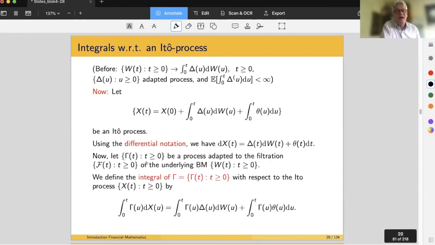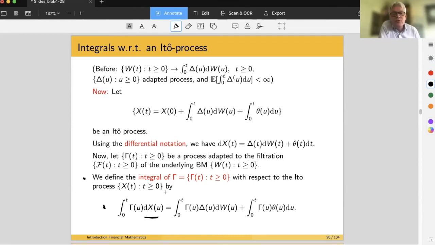And then we define the integral of gamma, gamma t greater or equal to 0, with respect to the Ito process x, t greater or equal to 0, as follows. The integral from 0 to t, gamma u dx u. So here you see the integral with respect to the Ito process. That is now defined as the integral from 0 to t, gamma u delta u dW u, plus the integral from 0 to t, gamma u theta u du.